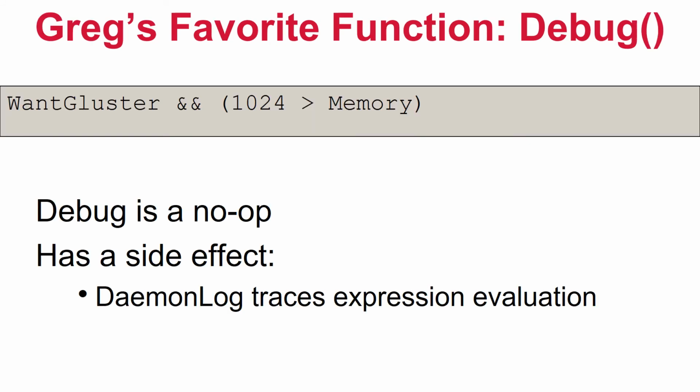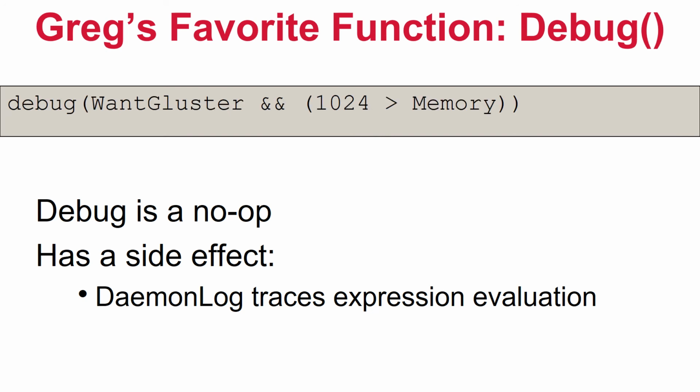And speaking of debugging, another good debugging technique is to use the ClassAd debug function. Let's say you have a complicated expression in your job's requirements statement, and it doesn't seem to be working. You can wrap this expression in the debug built-in function like so. The debug function takes its argument, evaluates it, and returns it just like the debug function wasn't there. Thus, debug is a no-op.